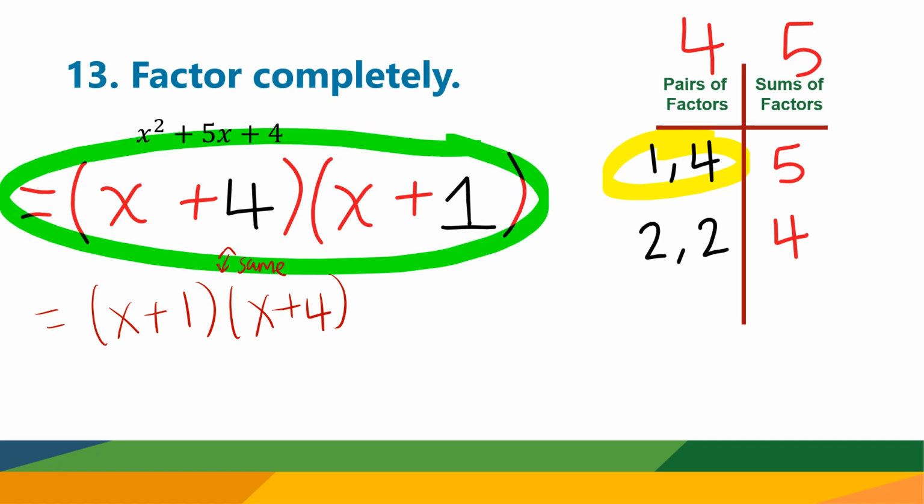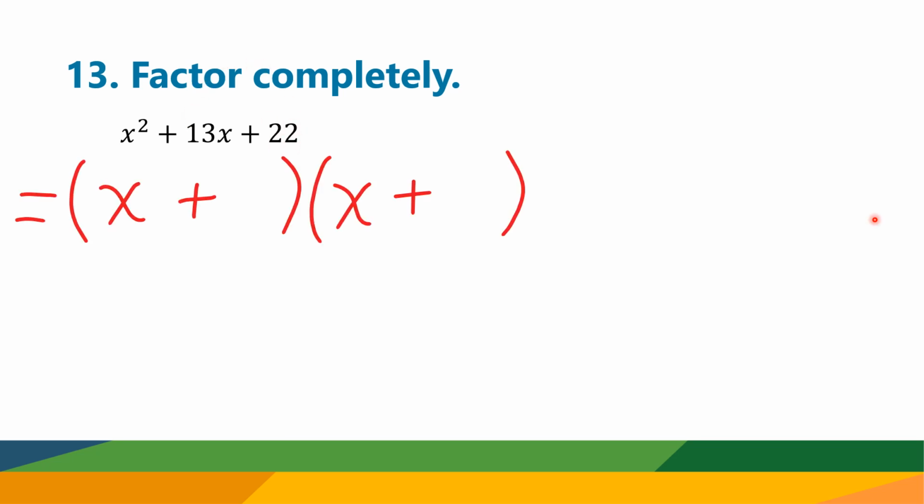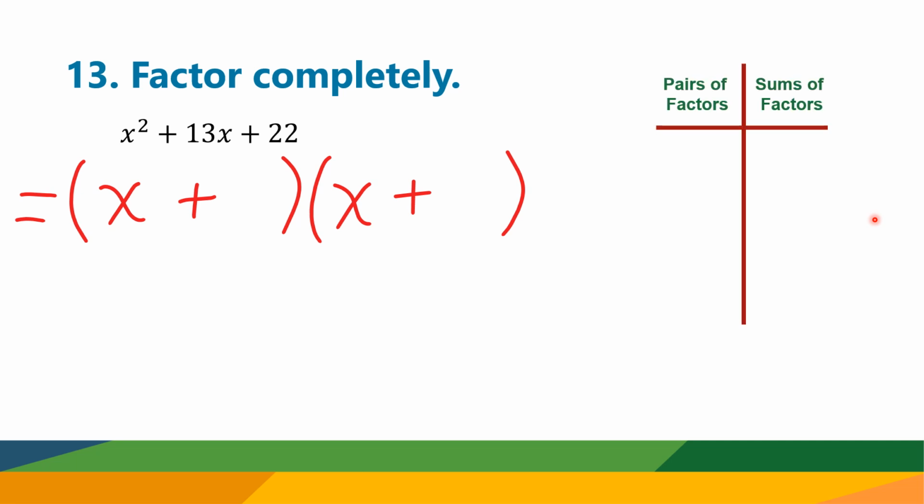All right, so let's try this again. X squared plus 13x plus 22. So we're looking for the 2 numbers, the factor pair, that multiplies to give you 22, but adds to 13. Right, going to start off with our template, make our table. So things that multiply to 22 and add to 13. What are things that multiply to 22? 22 and 1 and 2 and 11.